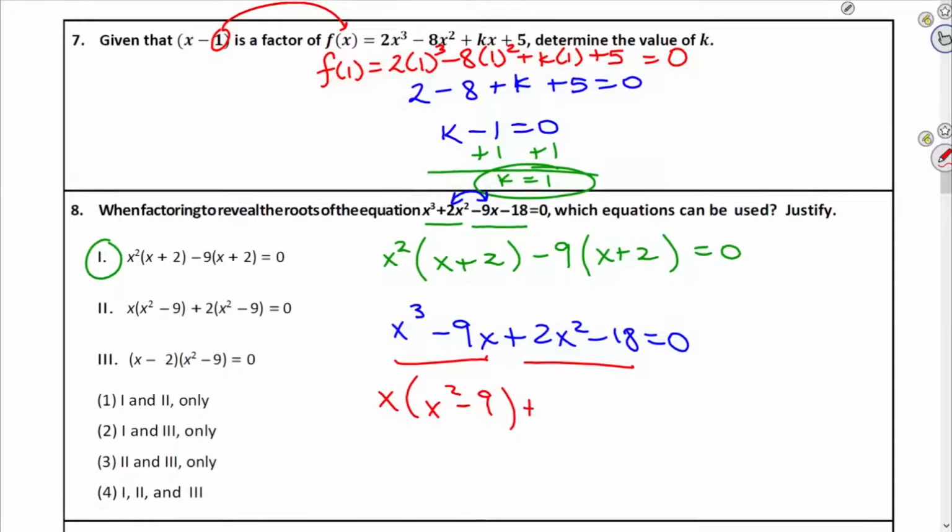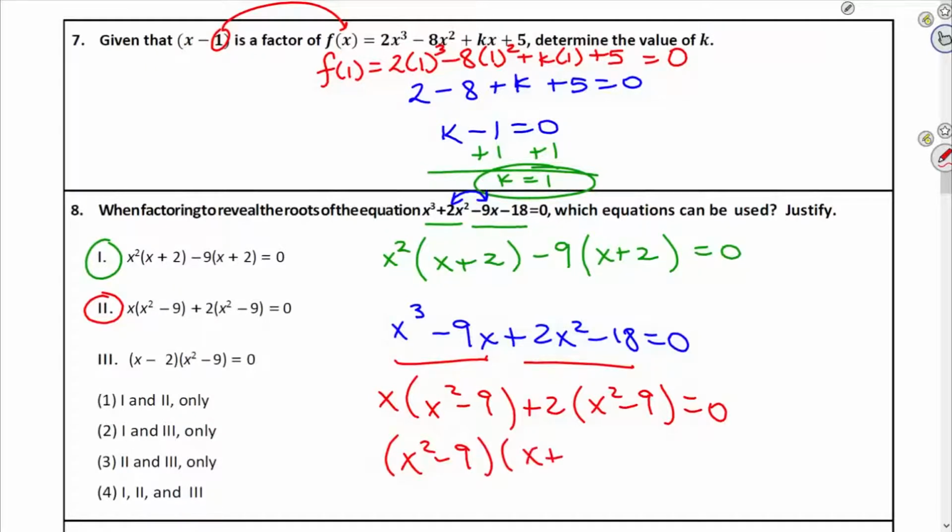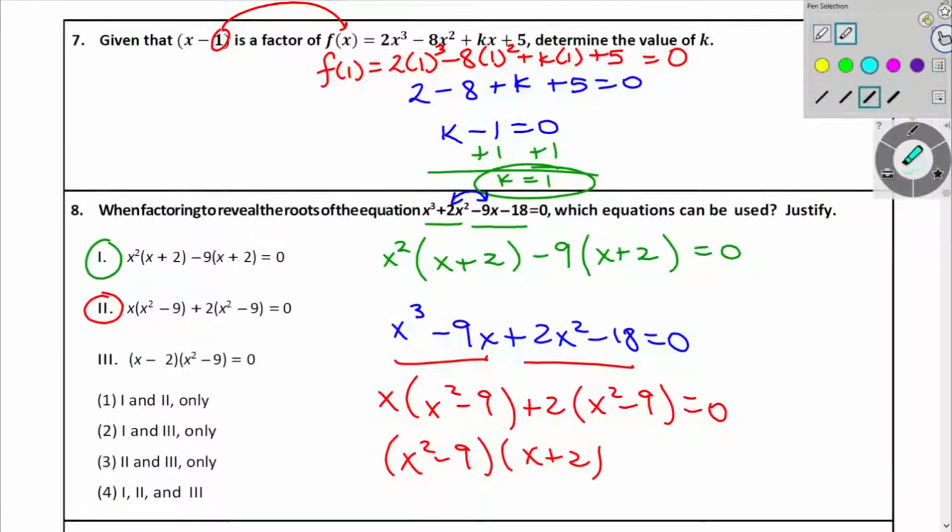In my next group, I have 2 as my GCF, and that's x squared minus 9 equals 0. Which is exactly what this says, so that is possible. If I go all the way out and factor this all the way, then I get x squared minus 9 and x plus 2. And I notice that this term right here is plus and this is minus, so this is not one of my equations that can be used. So the answer is the first 2 only, and the answer is 1.